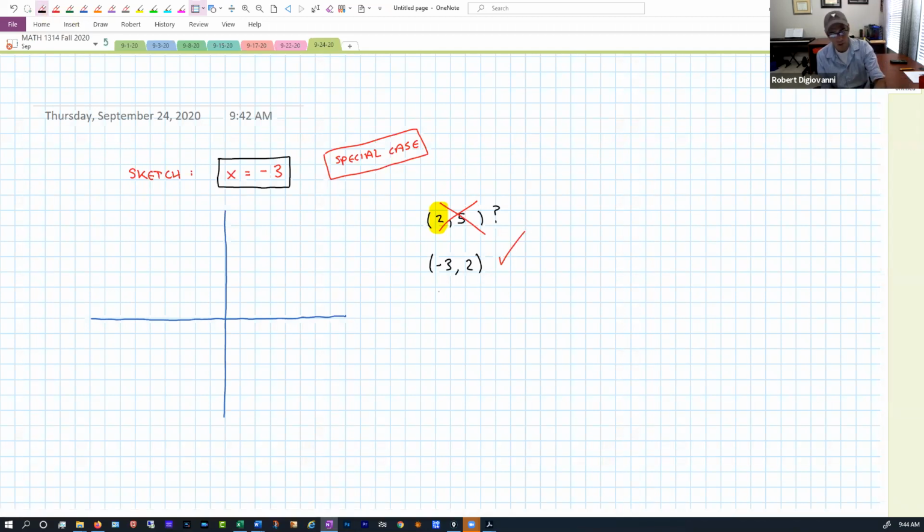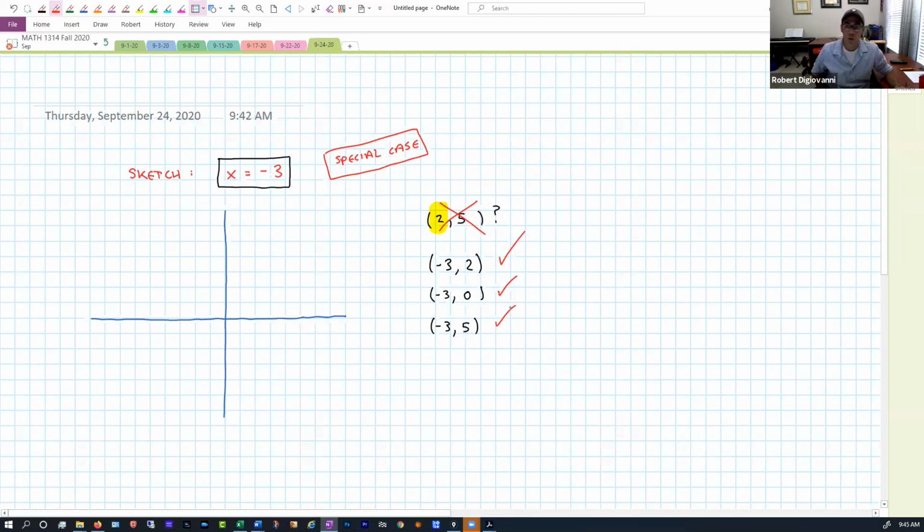Could I come up with another ordered pair that also has -3 as the x, but maybe a different y, like 0? Well, is the x -3? Yes, so that would work. In fact, any point that you come up with, as long as the x is -3, you could go on forever and just keep picking points. So the y doesn't matter.